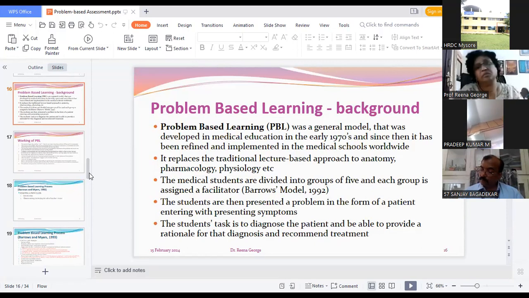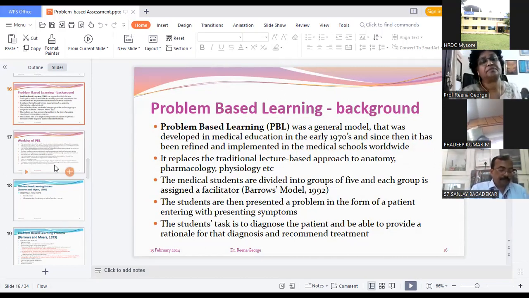Because teaching anatomy through lecture is absurd to a certain extent, and the medical students in this problem-based learning environment are divided into 4 or 5 groups, and they are assigned a facilitator, that is Barrows' model. The students are then presented a problem in the form of a patient presenting symptoms. Okay, the student's task is to diagnose the patient and be able to provide a rationale for the diagnosis and recommend treatment. So this is how problem-based learning originated.